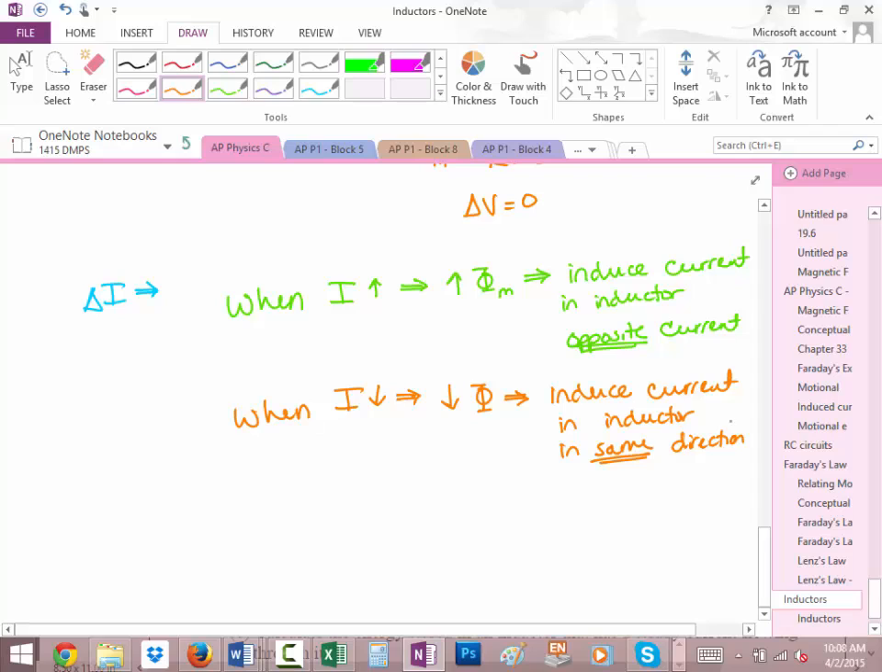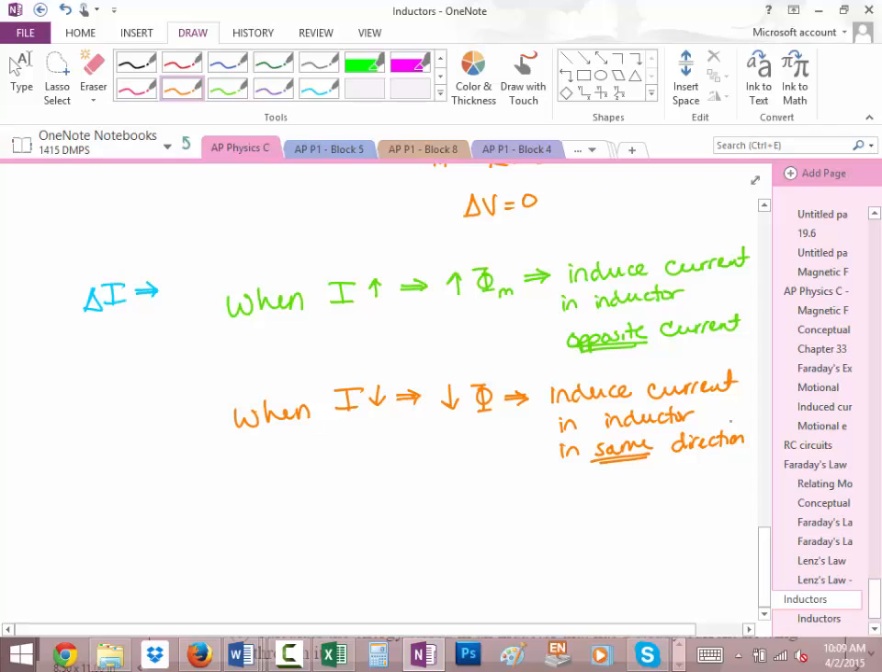Okay? So depending on what's happening, it has nothing to do with the value of the current, the magnitude of the current. It has to do with the change of the current. I feel a derivative coming on here, right? The change in current affects the direction of the induced current.